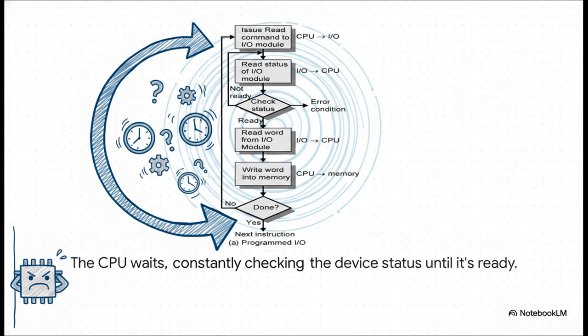This flowchart just lays it all out, doesn't it? See this loop right here, where it says check status and then asks, ready? If the answer is no, it just goes right back to the top to ask again and again and again. The CPU, the most powerful part of your computer, is literally stuck in what we call a busy waiting cycle, doing nothing productive at all.